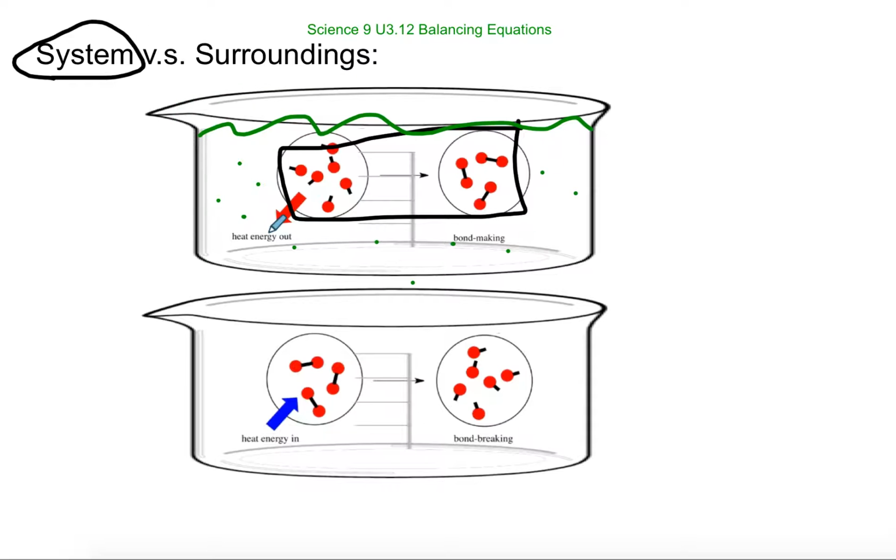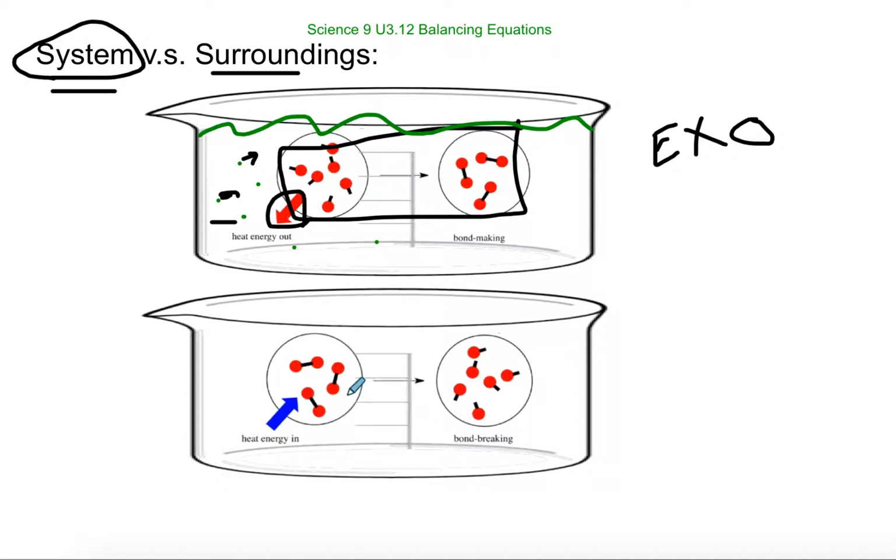So for an exothermic reaction like this, we have energy coming out of the bonds and into the water, and this energy is exciting these molecules, making them move faster, right? Making them have a higher kinetic energy, and that's what we register as temperature. So since energy is coming out of the bonds, out of the system, into the surroundings, that increases the kinetic energy of the surroundings, and so this is an exothermic reaction.